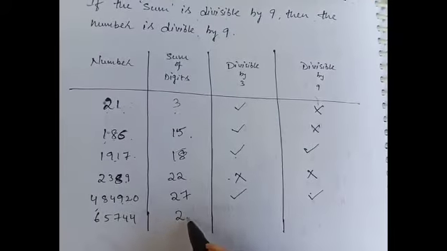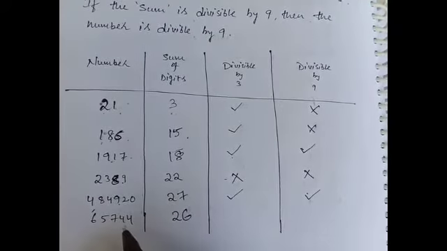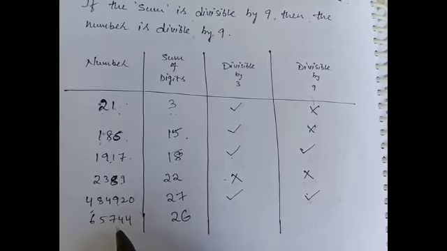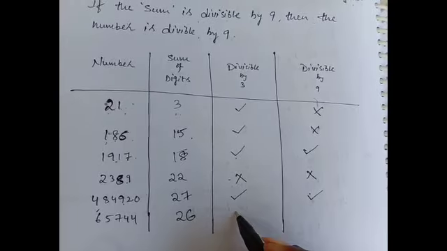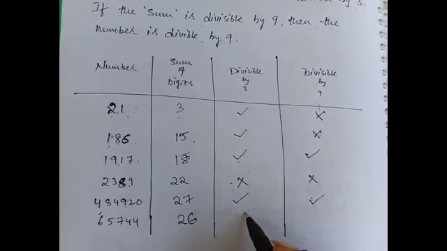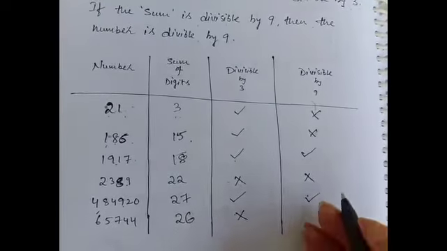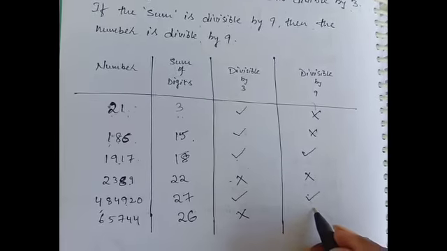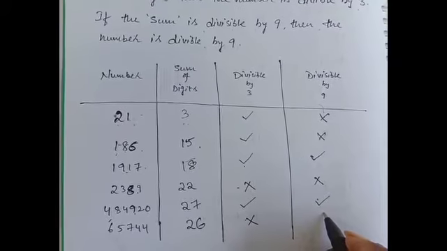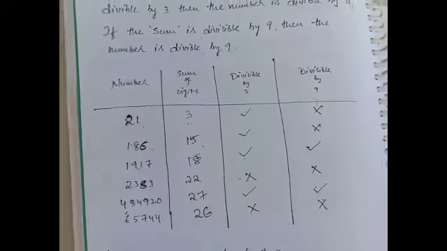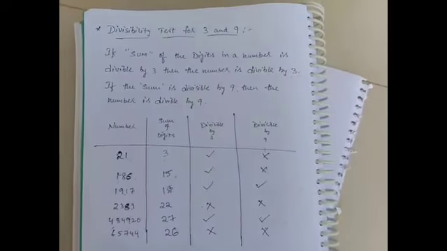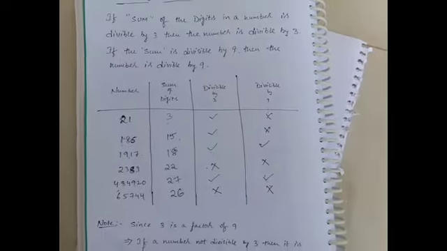26. The sum of the digits in this number is 26. And 26 is not divisible by 3, hence the number 65744 is not divisible by 3. 26 is also not divisible by 9, hence the number 65744 is also not divisible by 9. This is how the divisibility test for 3 and 9 goes on.